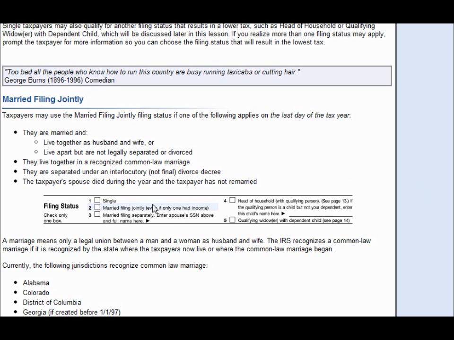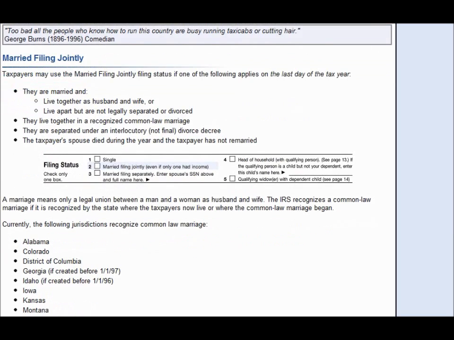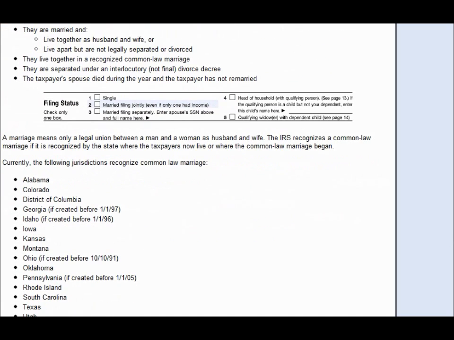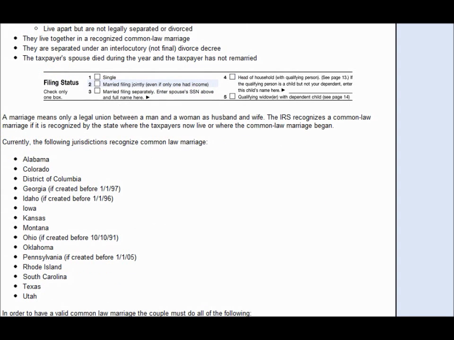And again, note that filing status box 2 will be checked through your software. Notice, the definition of marriage only means a legal union between man and woman as husband and wife. As of now, the IRS recognizes a common law marriage if it is recognized by the state where the taxpayer now lives or where the common law marriage began.